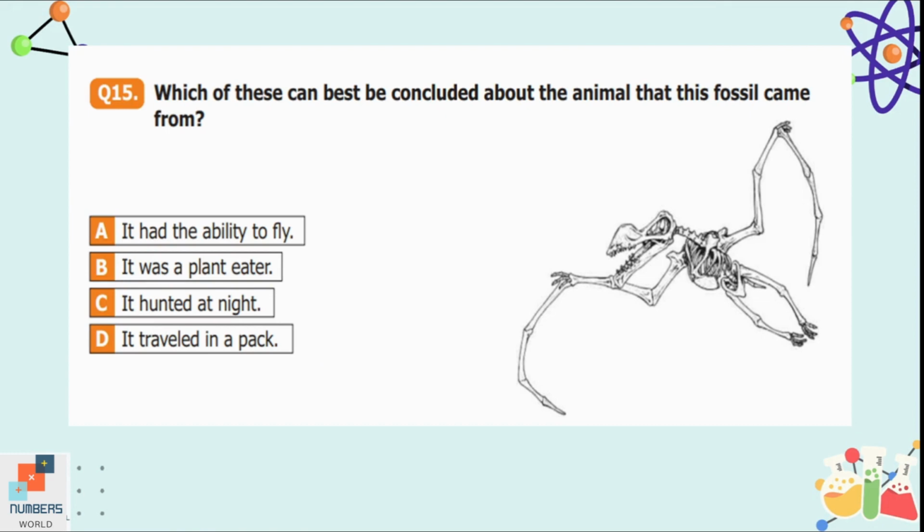Question number 15. Which of these can best be concluded about the animal that this fossil came from? Option A is it had the ability to fly. Option B is it was a plant eater. Option C is it hunted at night. And the last option is it traveled in a pack. So if we look at the bones of the wings, we can clearly say that it had the ability to fly.